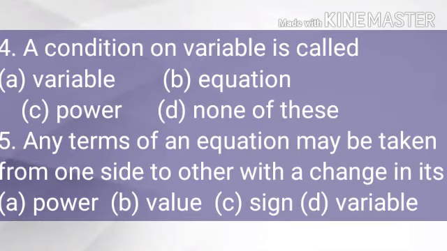4. A condition on a variable is called A. Variable, B. Equation, C. Power, D. None of these. 5. Any term of an equation may be taken from one side to the other with a change in its A. Power, B. Value, C. Sign, D. Variable.